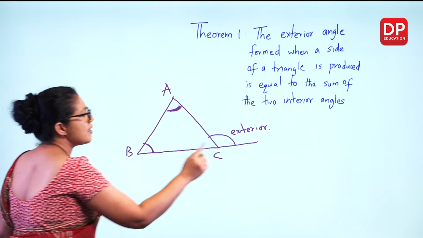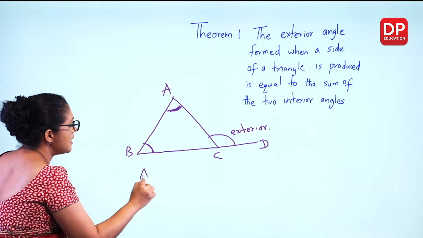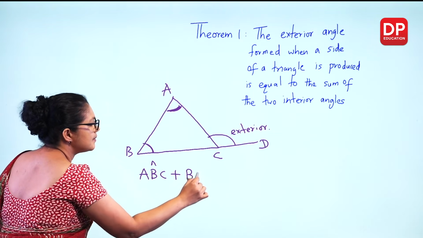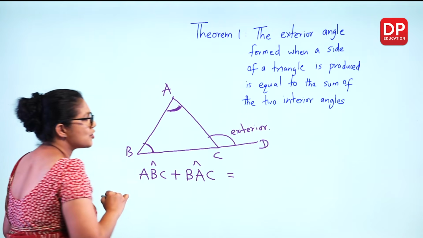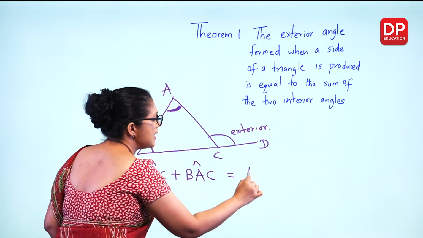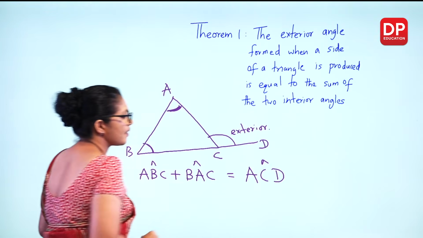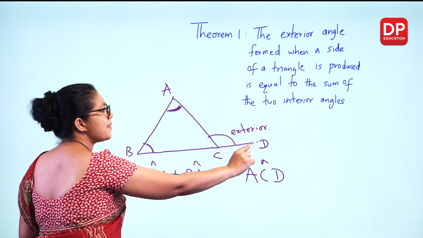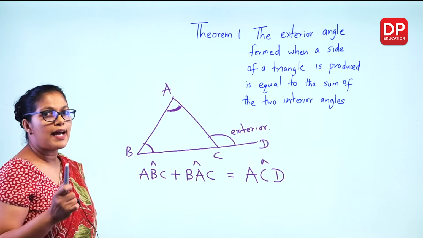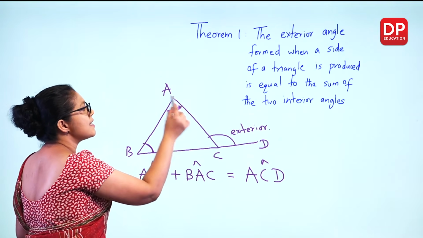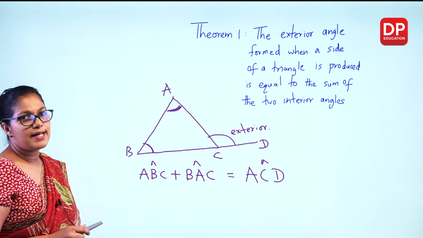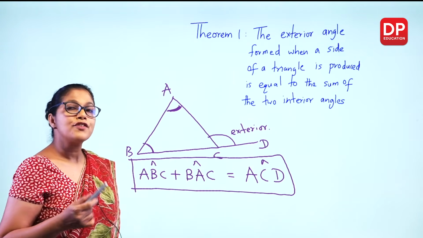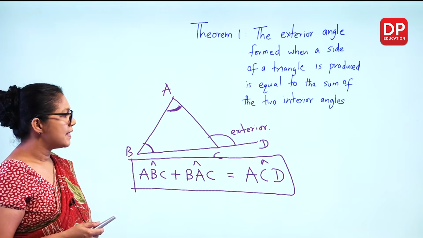So we can write down, if this is angle ABC plus angle BAC is equal to angle ACD. So what it says in theorem number 1, when you get a triangle and one line is produced, you get an exterior angle. That exterior angle is equal to the sum of opposite interior angles. Remember this and we'll try to apply this theorem in applications.